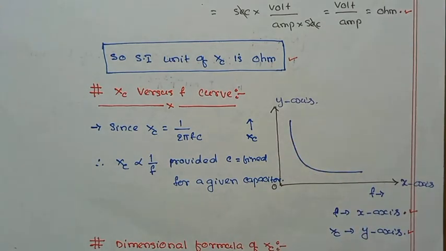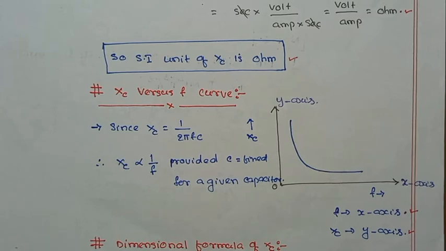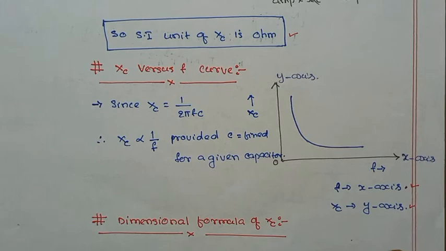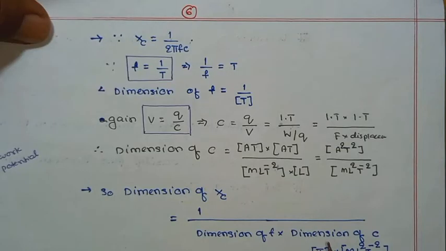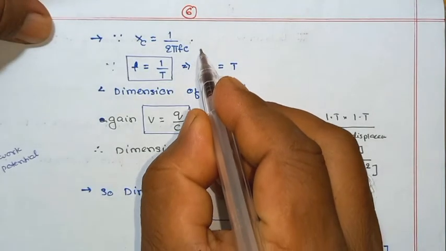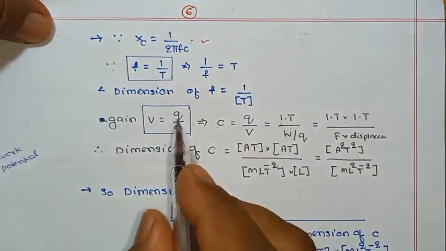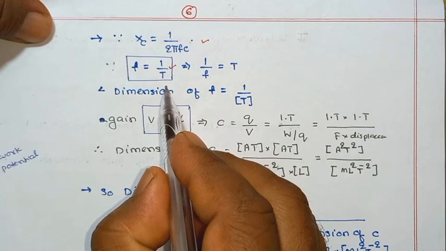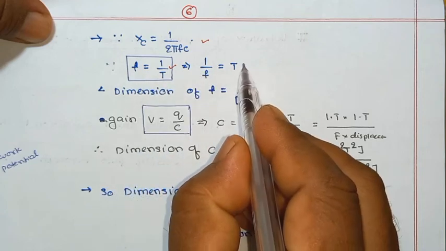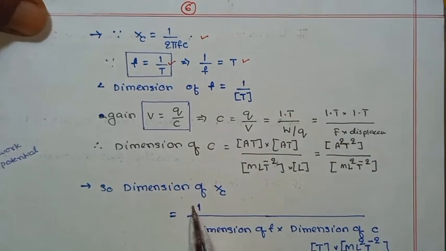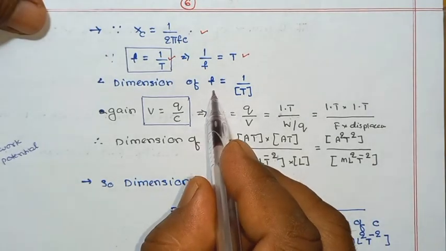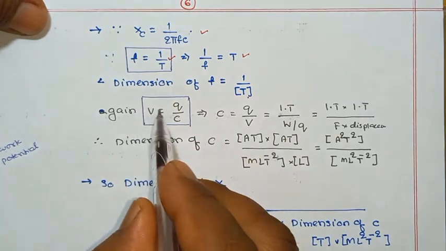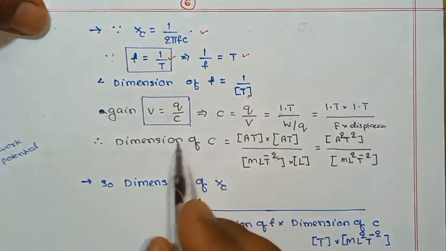Okay. Now we will learn how to derive the dimensional formula. Since XC is equal to 1 by 2 pi FC, we all know F is equal to 1 by T, that is we can write 1 by F is equal to T. So dimension of F is 1 by T because relation is F is equal to 1 by T.